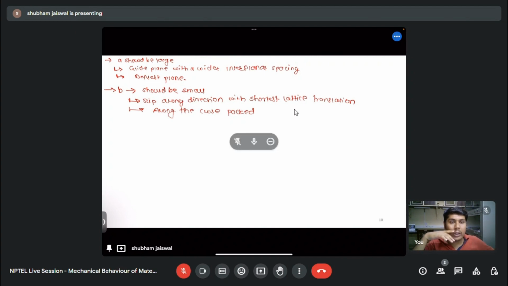So here, as we have seen, the A should be large, that is the glide plane with a wider interplanar spacing, and it implies the densest plane. And when we talk about the B, it should be as small as possible. It means the slip along the direction with the shortest lattice translation, or also we can call it the close pack direction. So this is about the resistance to dislocation motion through a lattice.